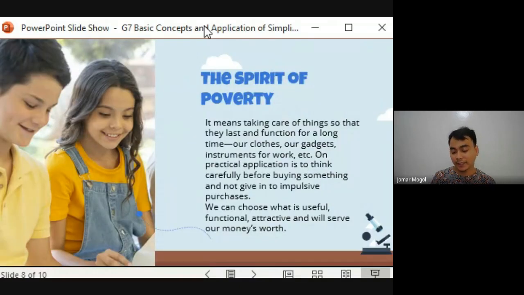Next one is this, the spirit of poverty. Sir, how is simplicity related to poverty? Simplicity, pagiging simple lang. Yes, correct, Sky. Tama, and be authentic.